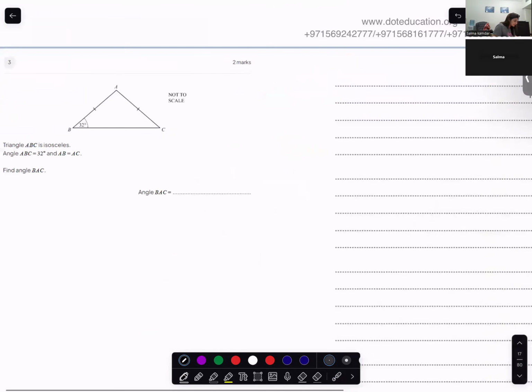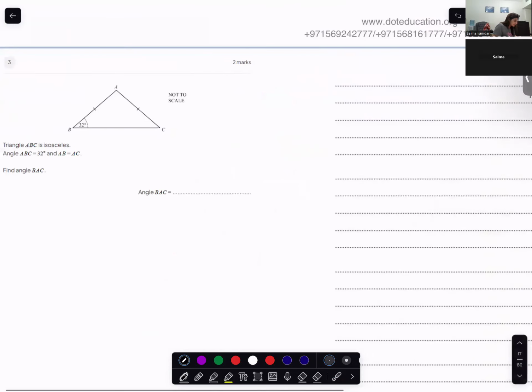How will I find angle A? All the three angles, when you total together, give you 180 degrees. So to find angle A, it will be 180 degrees minus 32 minus 32 degrees. That will be the value of your angle A. Angle BAC would be 116 degrees. I hope you are with me. Do the next question.